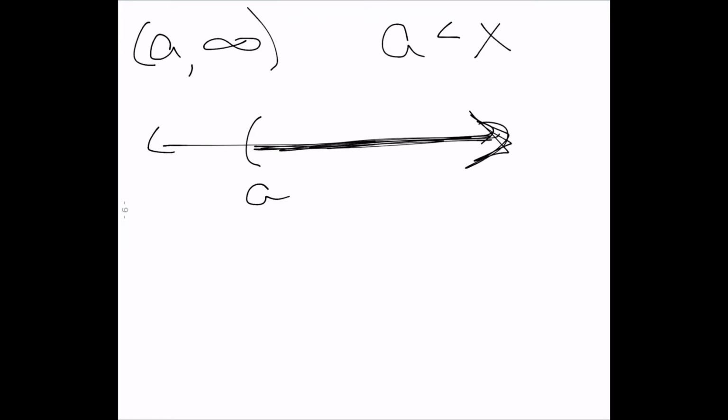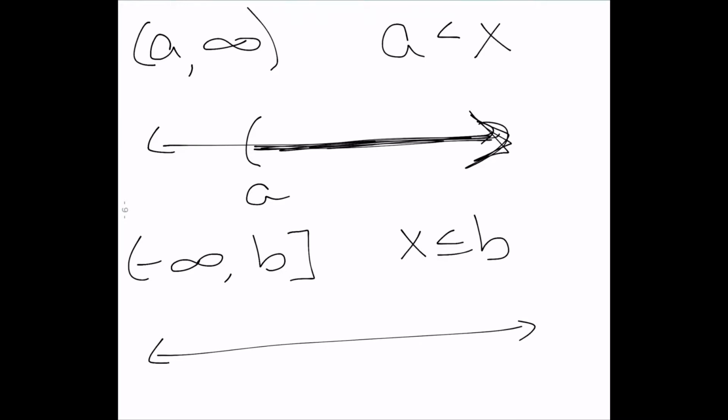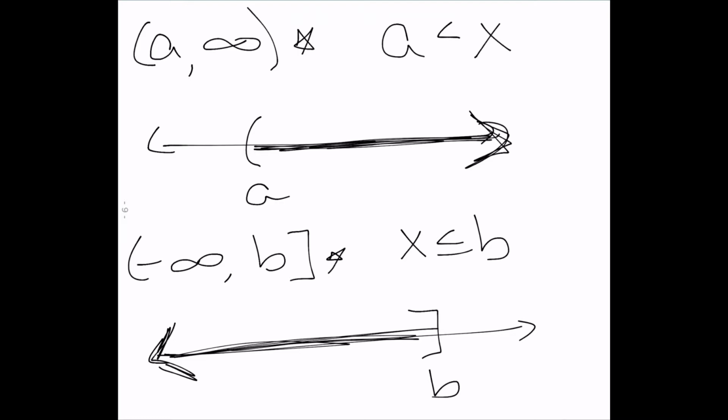You could also use a square bracket, something like negative infinity comma b with a square bracket. This would be all the numbers less than or equal to b, and we would use a square bracket at b. And it's important to note whenever we write these as an interval, which is the first way I wrote them, parentheses mean don't include and square brackets mean include. However, infinity should always have a parenthesis. It's technically not a number, so we don't actually include the number infinity. Instead, it's an idea.